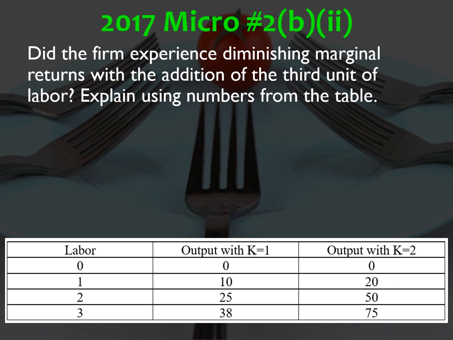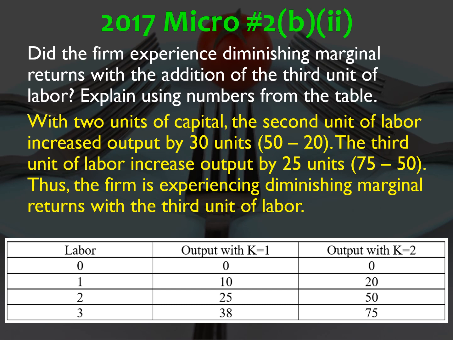B2, did the firm experience diminishing marginal returns with the addition of the third unit of labor? Again, explain using numbers from the table. So with 2 units of capital, the second unit of labor increased output from 20 to 50 for a marginal product of 30. To go from the second unit of labor to the third unit of labor, the increase was only 25. So therefore, the firm is experiencing diminishing marginal returns with the third unit of labor because marginal product is decreasing with additional units of labor.